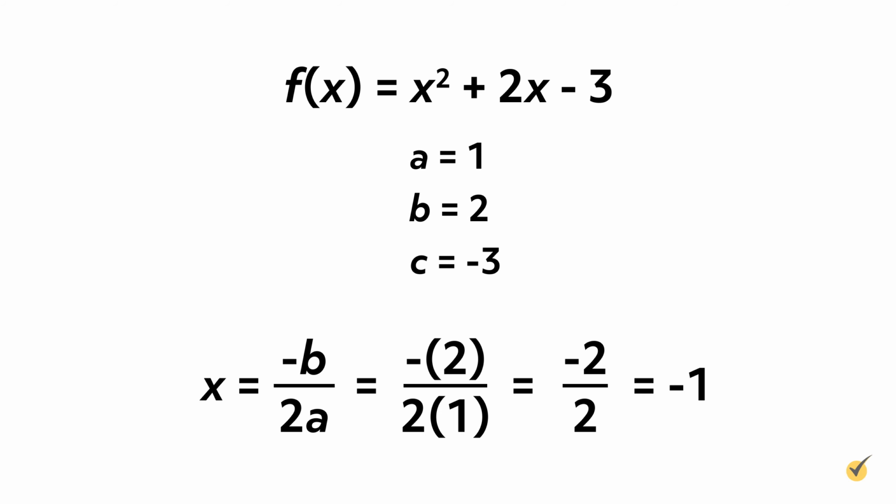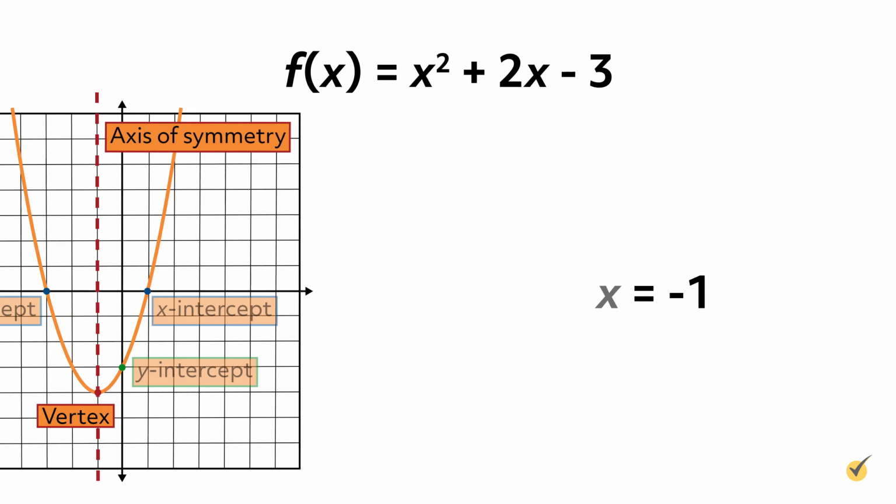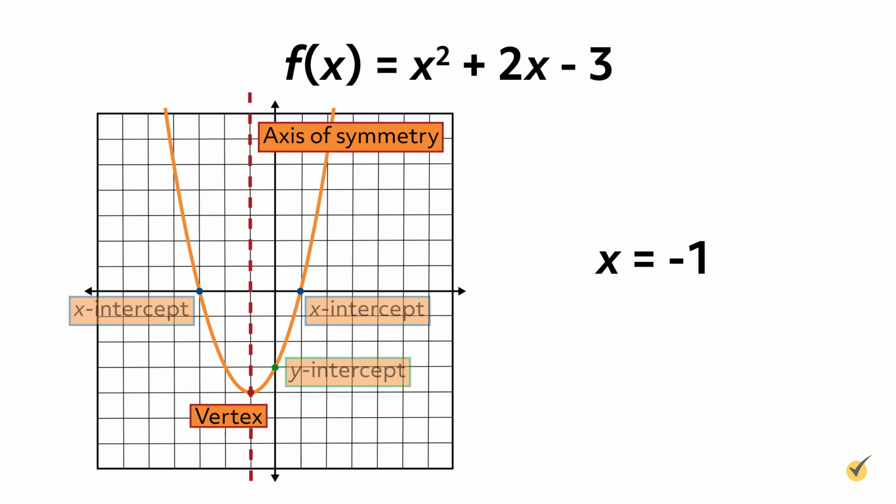Now we see that our axis of symmetry is the line x equals negative 1, just like we see on our graph. Notice that the vertex sits on the axis of symmetry. That means the x value of the vertex is the same as the x value of any other point on the axis of symmetry.